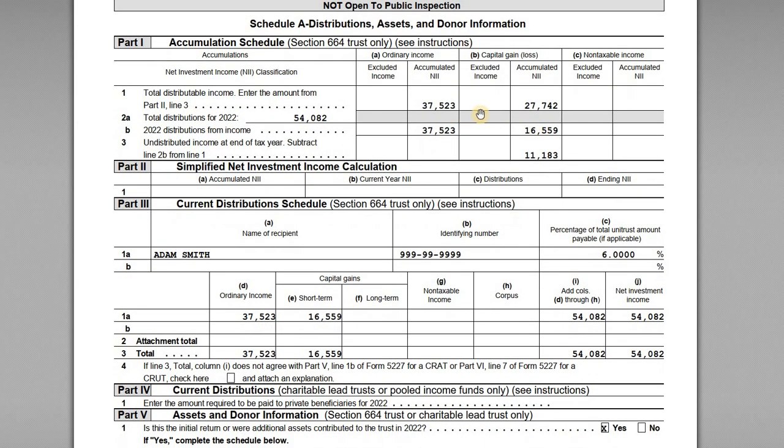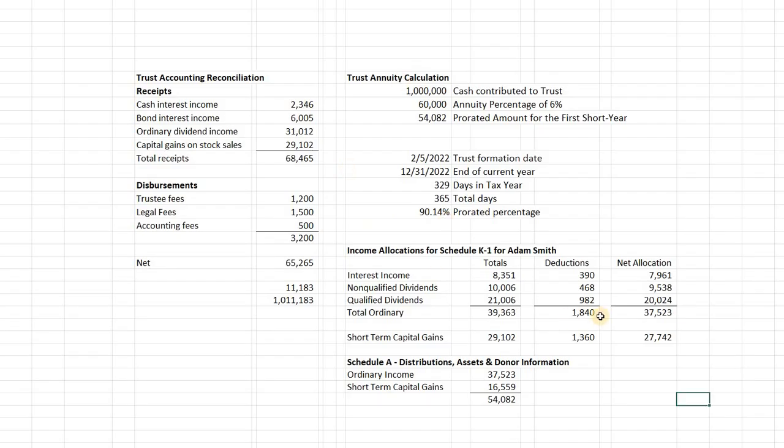All right, so we've got those two amounts there. We've got the distribution amount. So how do we complete these two sections here on lines 2B and then the rest of this Part 3 distribution schedule? Well, we go back to basically the same schedule we use to allocate the deductions, right? So I try to do it all in one here. So the total distribution is $54,082, right? That's the prorated amount for the first short year.